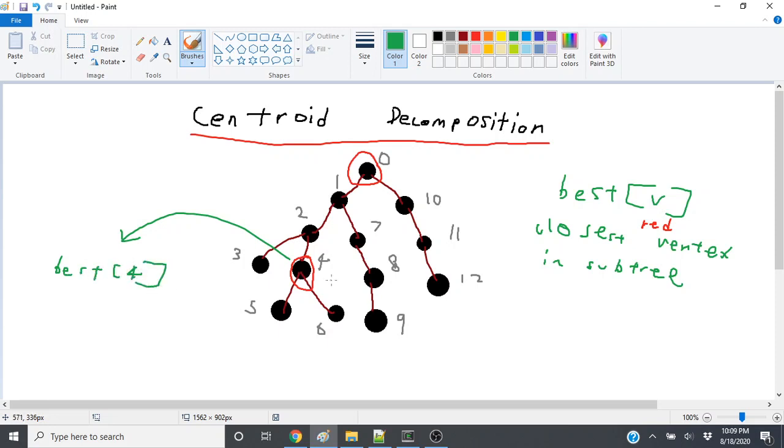The distance from this vertex to itself is 0. So if best 4 is greater than 0, then set it to 0. So it's like setting best 4 equals the minimum of the previous best value and the distance from 4 to 4.